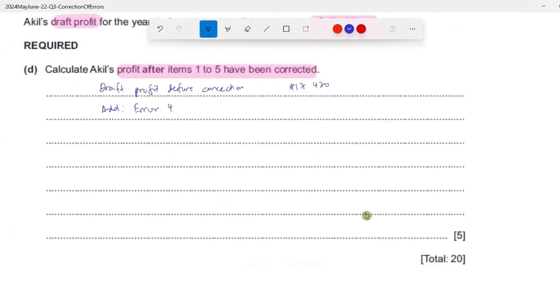We'll add error number 4, which is $52. We'll add error number 5, which is $90, right? We can subtotal here. 142, right? Then we will less error number 2, which is $230, and error number 3, which is $94. We subtotal here.